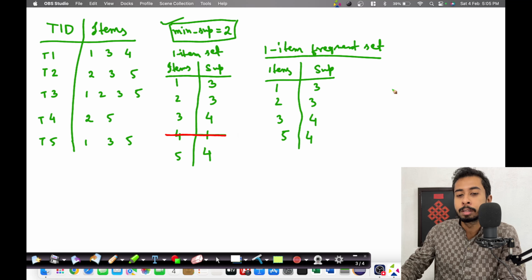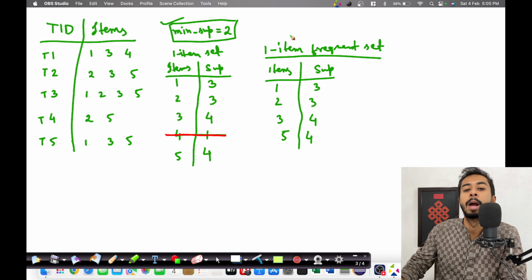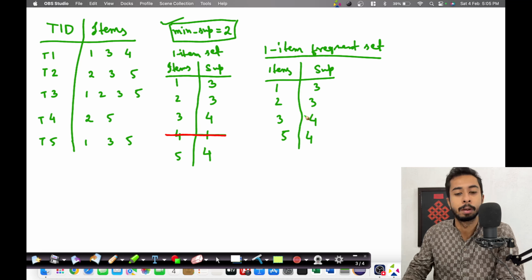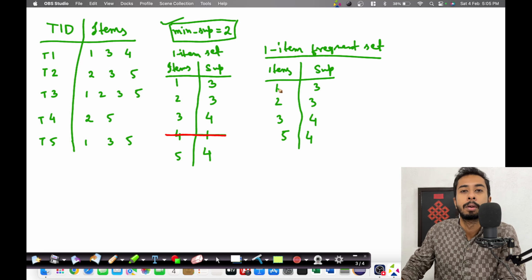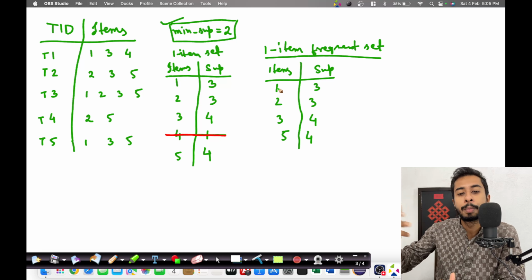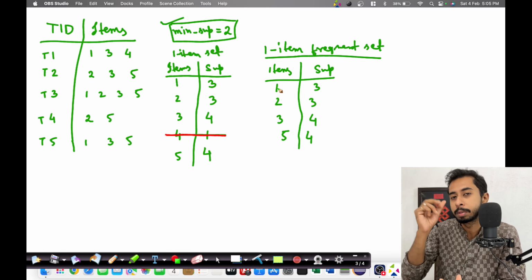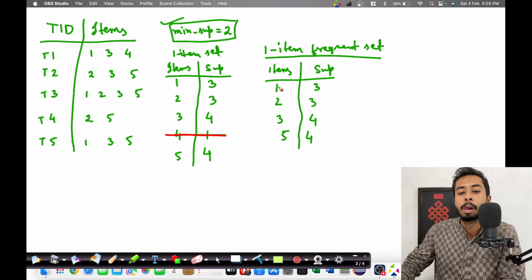I'll consider this table, not the earlier one, so I'll consider the one item frequent set. What can we combine 1 with so that it becomes a two item set? Meaning, how can I combine 1 so that it becomes two items? 1 can be combined with 2, 1 can be combined with 3, and 1 can be combined with 5.